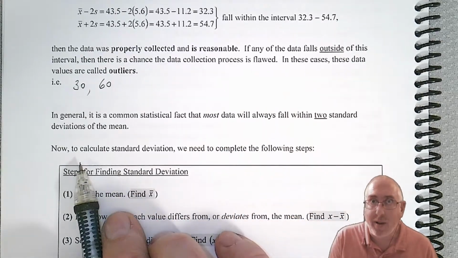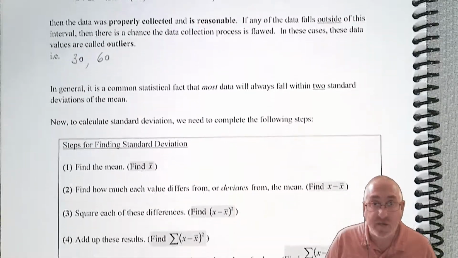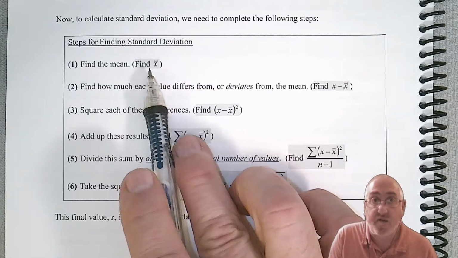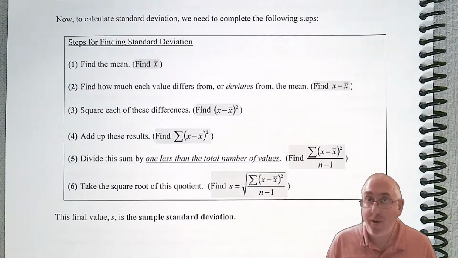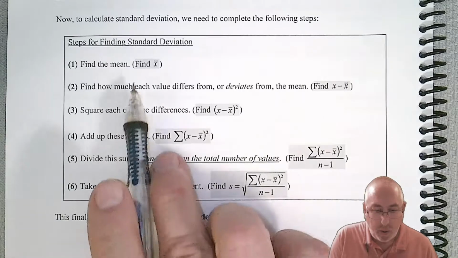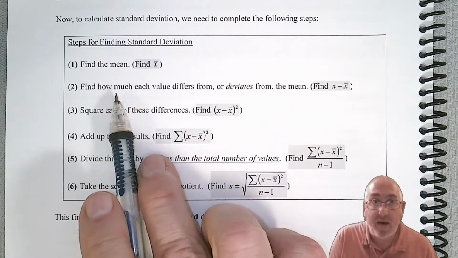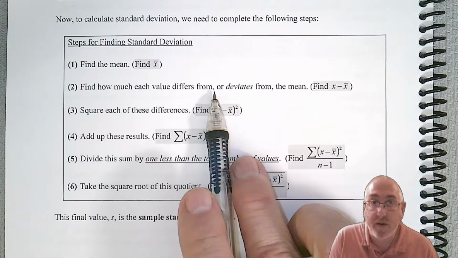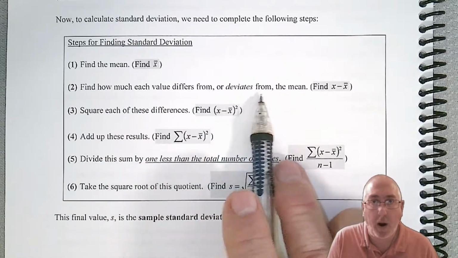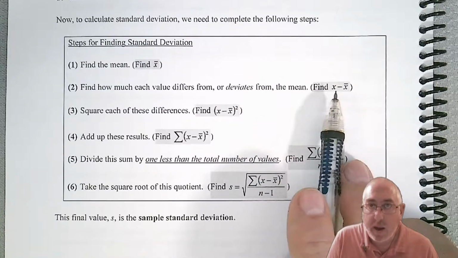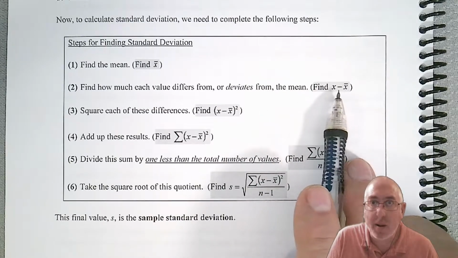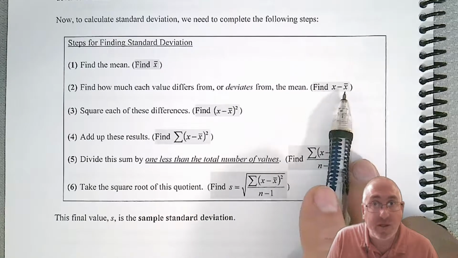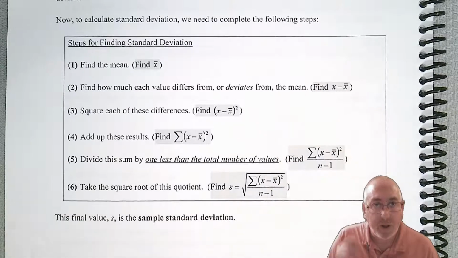So how do we calculate it? We have a bunch of steps that we're going to go through. The first step is finding the mean, something we already know how to do. So pretty easy. Once you have the mean, then we have to do some subtraction. We need to find out how much each value differs from or deviates from the mean. So it's always going to be of the form x minus x bar. So we're always subtracting the mean second.